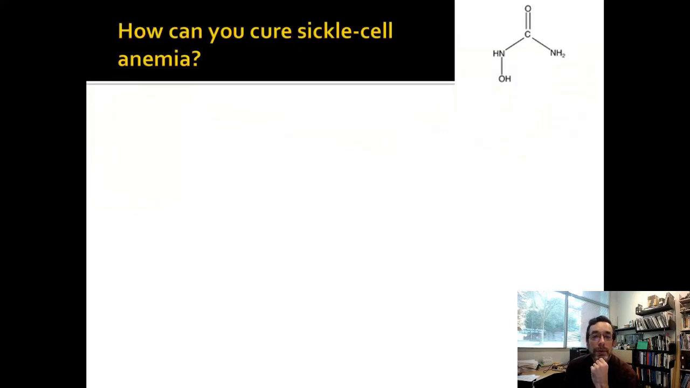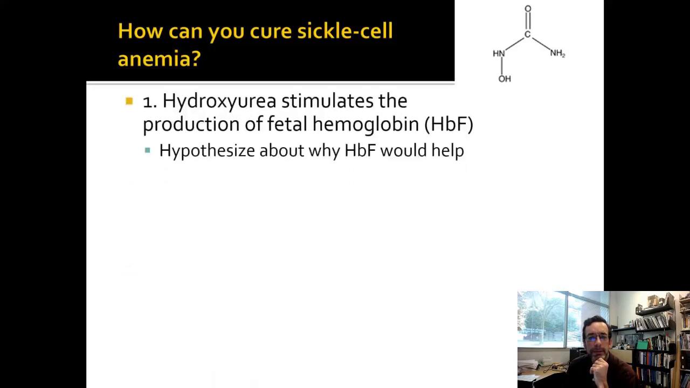So how do cures work for sickle cell anemia? It's interesting that this molecule right here was one of the earliest sickle cell cures. If you look at it, it's actually familiar to a molecule that we've already seen. It looks a bit like urea, but it's hydroxylated urea. And what they found out, and it seems like one of those things you just find out by accident, is that hydroxyurea will actually stimulate the production of fetal hemoglobin, the HbF gene.